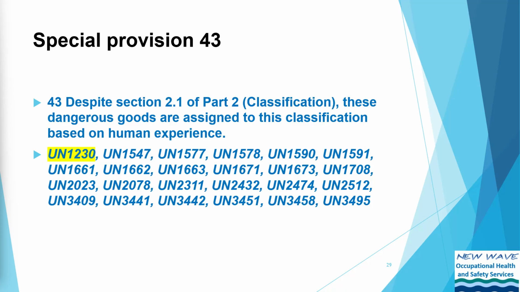So what's so special about methanol? As you may know from old moonshine movies, it can cause blindness. But blindness is not a criterion for toxic products. To overcome that, Special Provision 43 puts methanol in Class 6.1 anyway, despite the fact that, if you use the actual criteria, it should not be there.